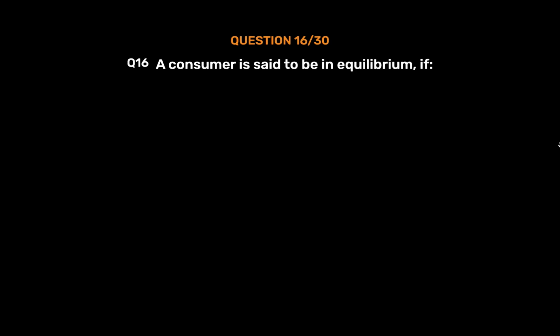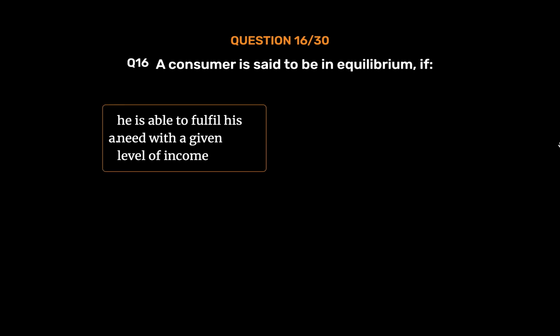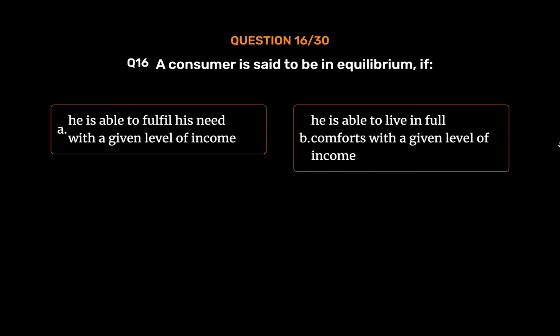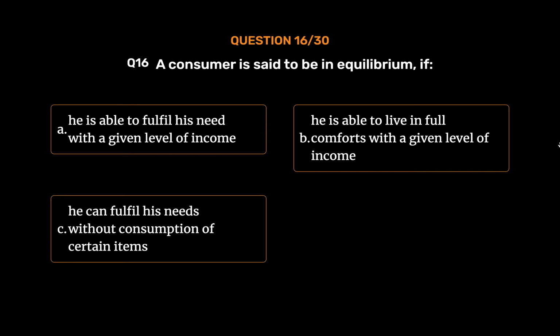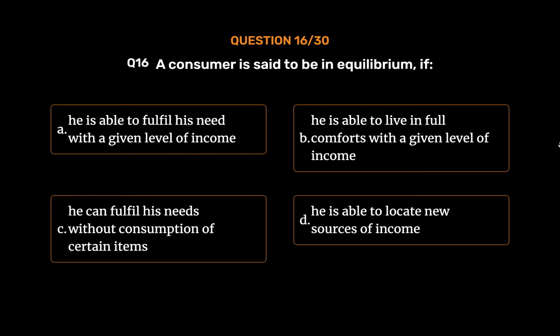Question number 16. A consumer is said to be in equilibrium if: Option A. He is able to fulfill his need with a given level of income. Option B. He is able to live in full comforts with a given level of income. Option C. He can fulfill his needs without consumption of certain items. Option D. He is able to locate new sources of income. The correct answer is option A. He is able to fulfill his need with a given level of income.